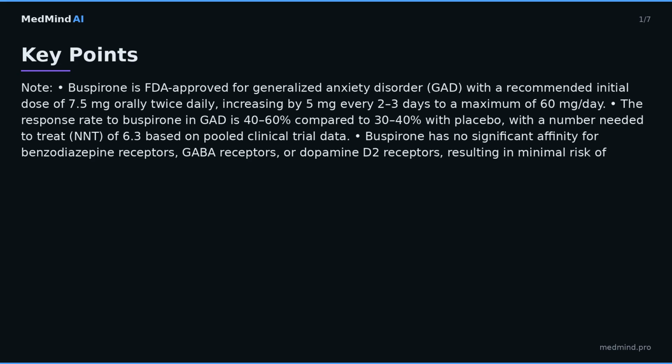For patients with severe renal impairment, eGFR less than 30 ml/min/1.73 m², Buspirone dose should be limited to 15 mg per day, as clearance decreases by 58% and half-life extends from 2.5 to 5.7 hours. Buspirone is not effective for acute anxiety relief.